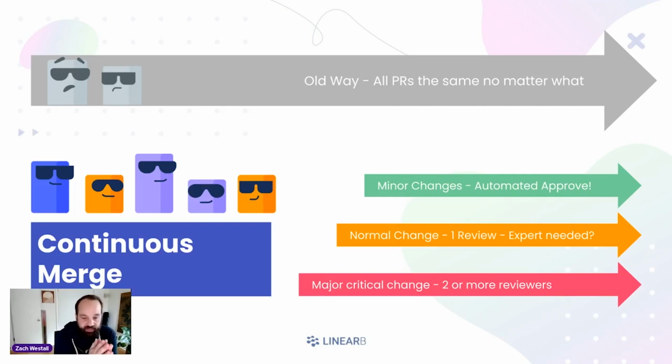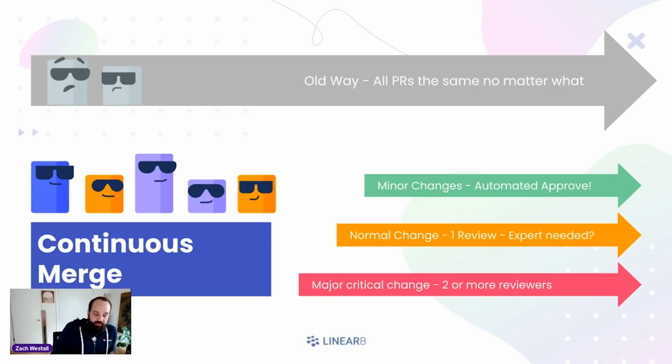Last but not least, we've got dedicated sessions on this, by the way, for continuous merge and gitStream, so I definitely recommend checking those out. But the old way is that all PRs are treated the same no matter what. In the continuous merge way with gitStream, minor changes you can automatically approve. These are just swim lanes to handle all of your PRs. And again, another way we do developer workflow optimization.